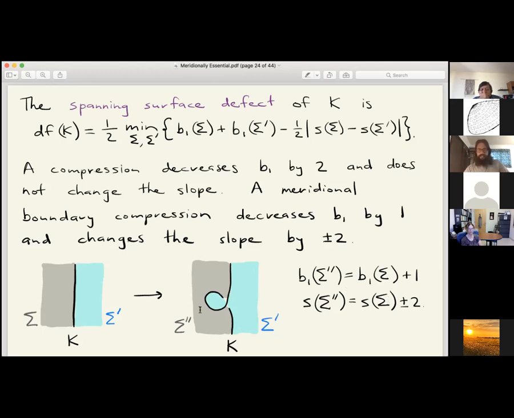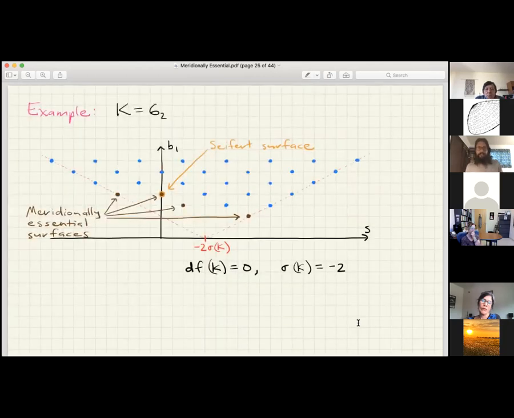Okay, so you think of this as the reverse operation of doing a meridional boundary compression. And of course, you should be able to see there is a meridional boundary compression that goes back in the opposite direction here. Okay, so let's do some actual examples. What does this space of spanning surfaces look like?